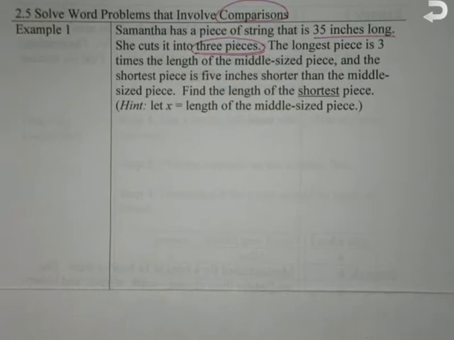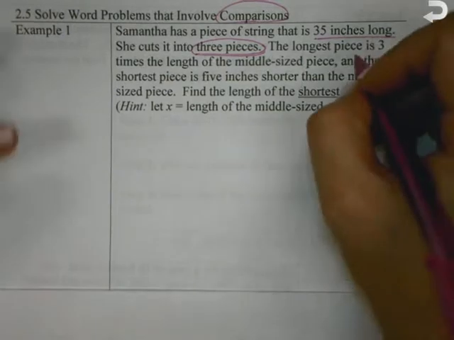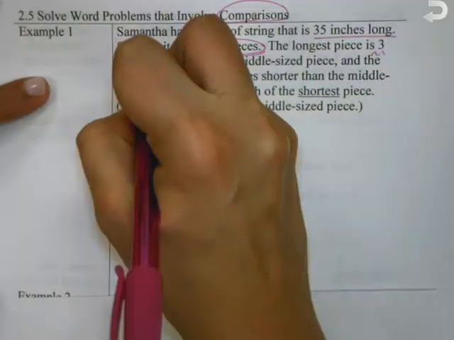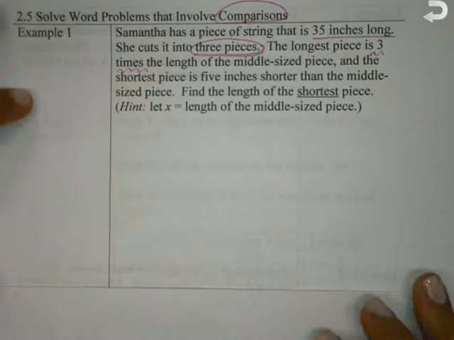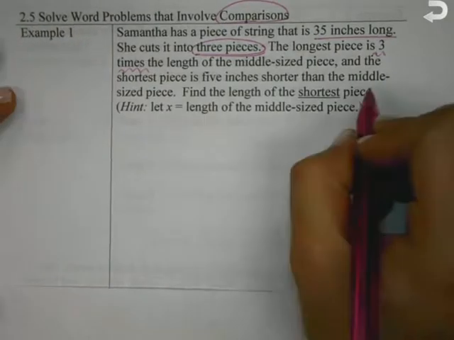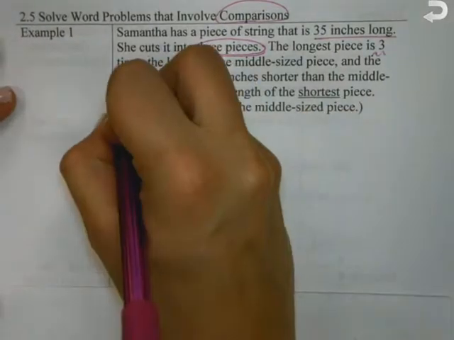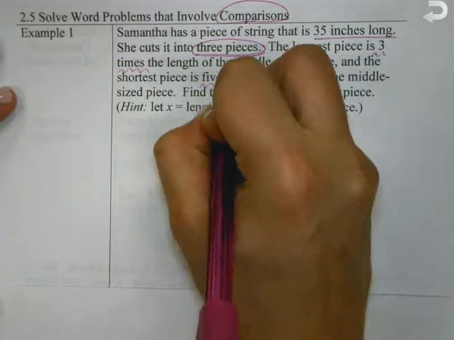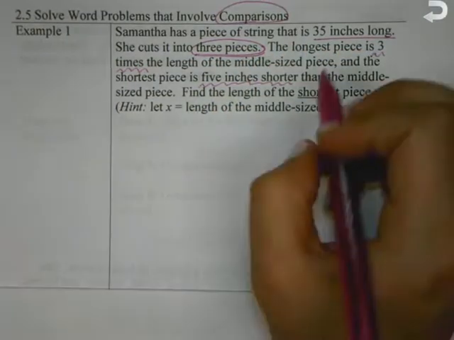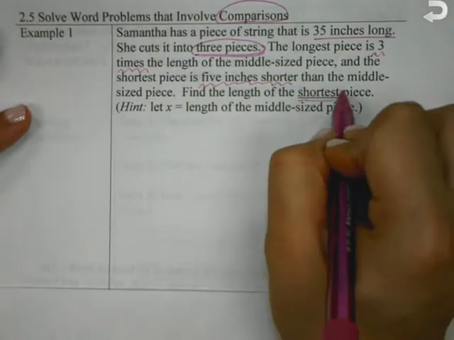The longest piece is 3 times the length of the middle-sized piece. So let's squiggle line that. 3 times the length of the middle-sized piece. And the shortest piece is 5 inches shorter than the middle-sized piece. Find the length of the shortest piece. So they only want the length of the shortest one.